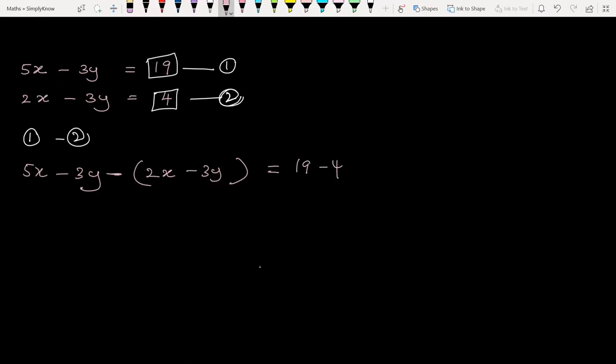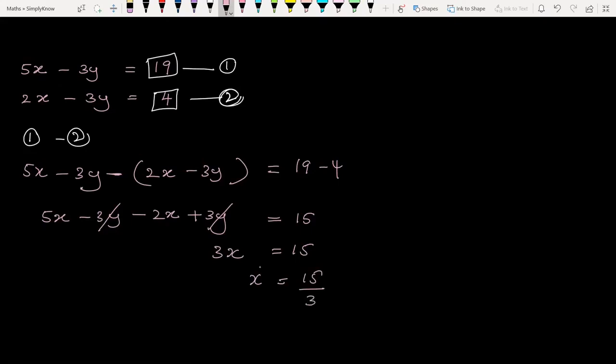Now let's remove the brackets. 5x minus 3y, minus times 2x is minus 2x. Minus times minus 3y is plus 3y. Equals 19 minus 4 is 15. Now we can cancel minus 3y and plus 3y. Then 5x minus 2x is 3x equals 15. x equals 15 divided by 3. Therefore, x is 5.